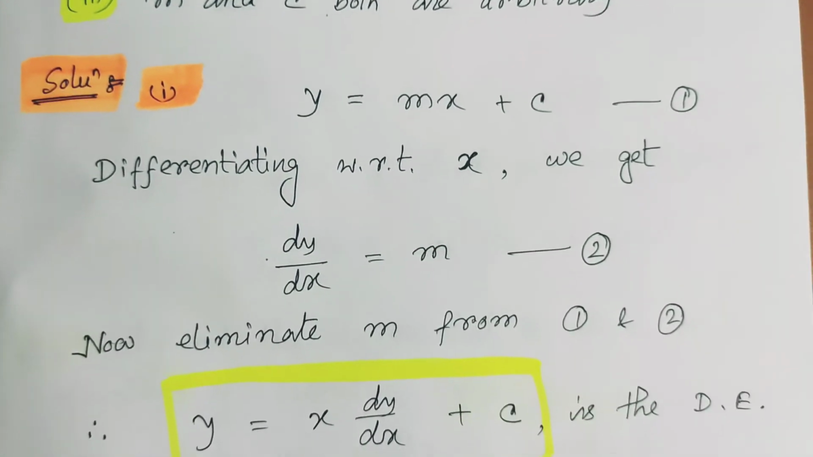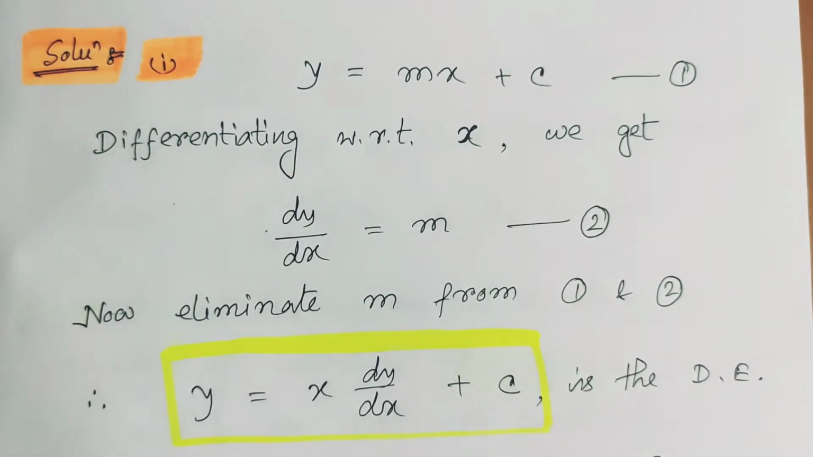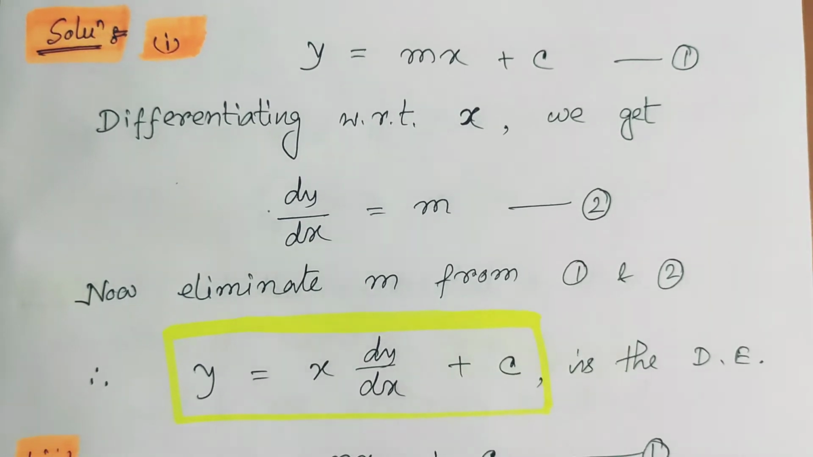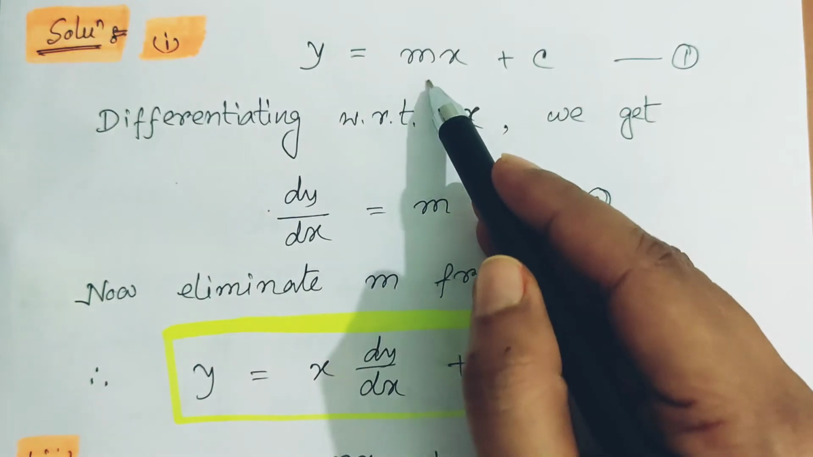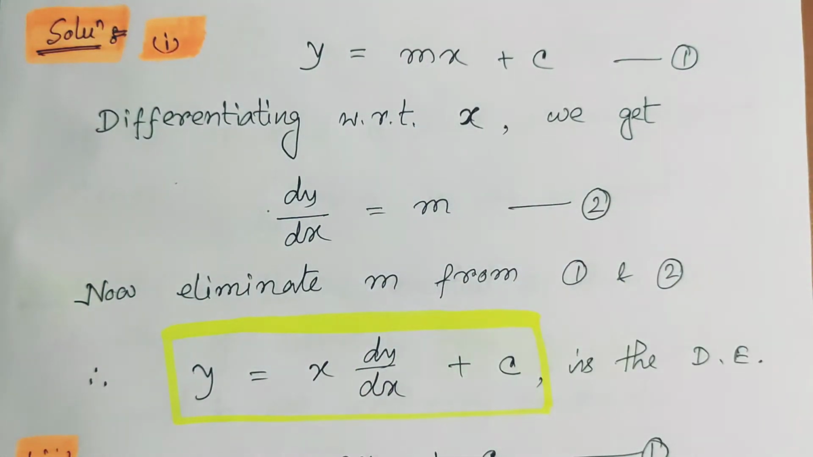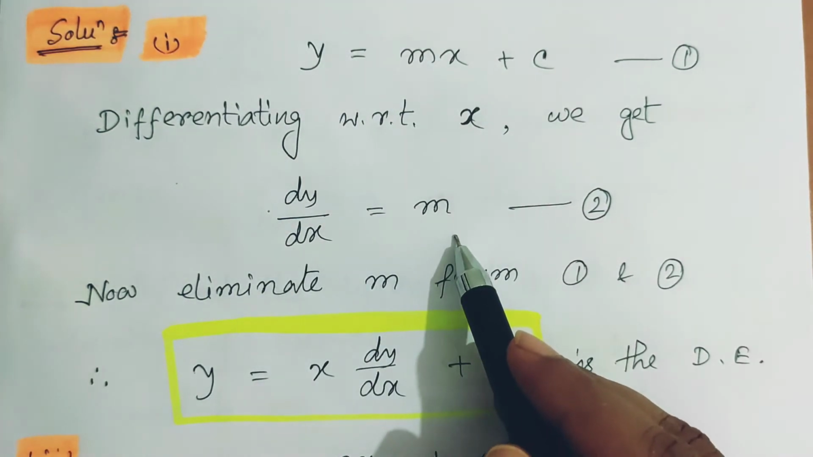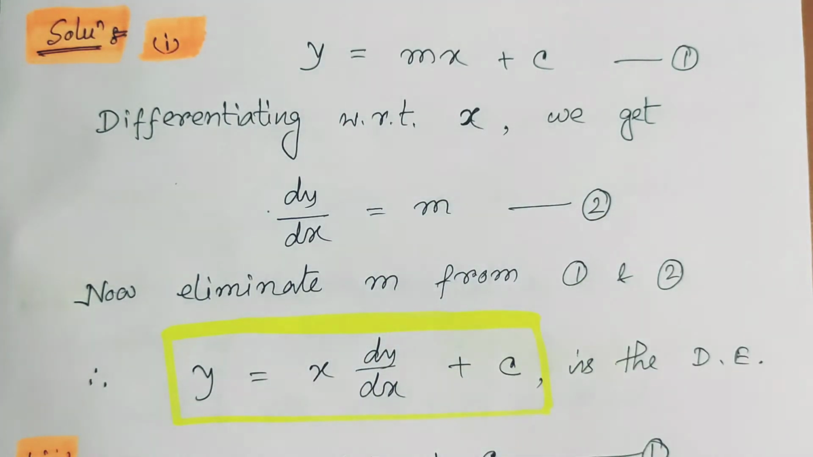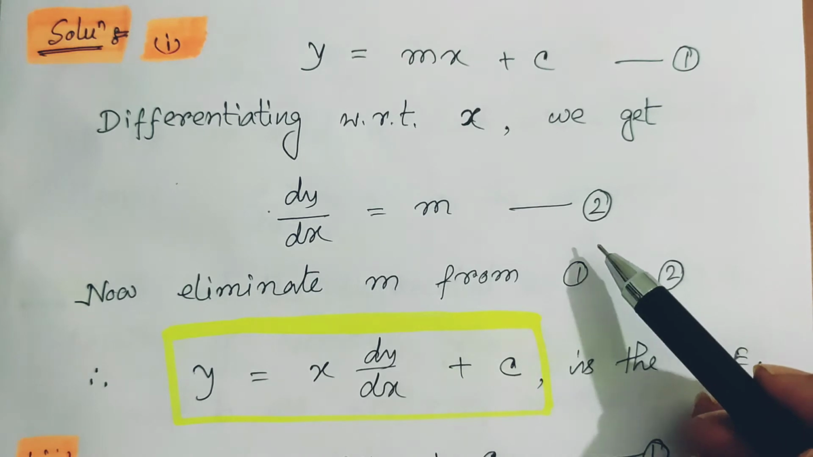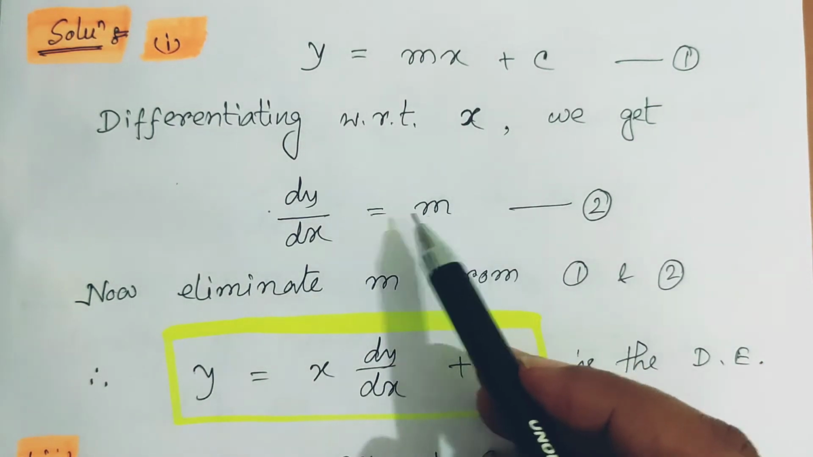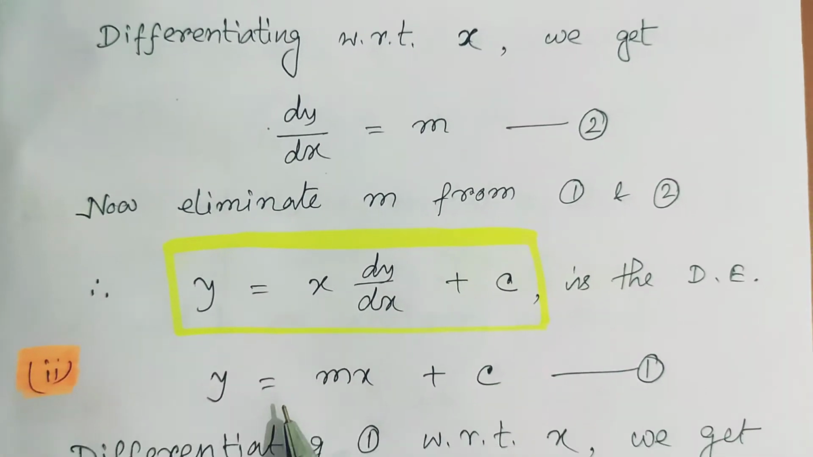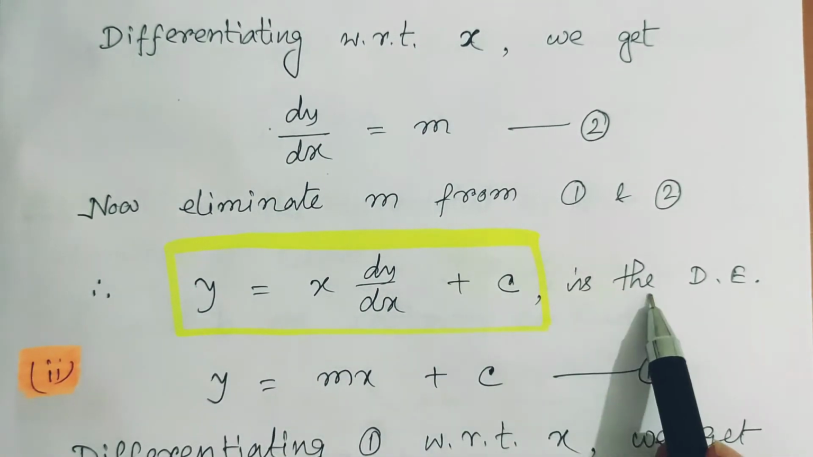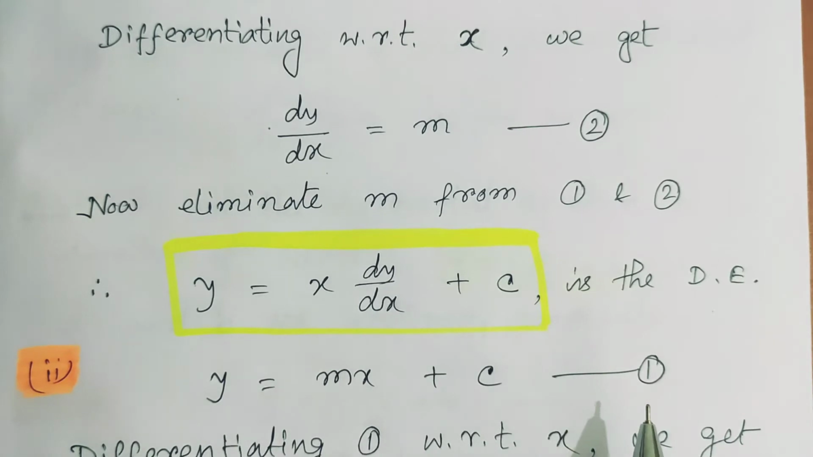At first, this is your given equation, and when m is the only arbitrary constant, what should be the differential equation? Only one arbitrary constant is there, so we should take the derivative only one time with respect to x. After differentiating, we find dy by dx is equal to m. Now this is the arbitrary constant which we should eliminate between equations 1 and 2, so we substitute dy by dx in place of m, and after substitution we get this, which is our required differential equation. It is very simple.